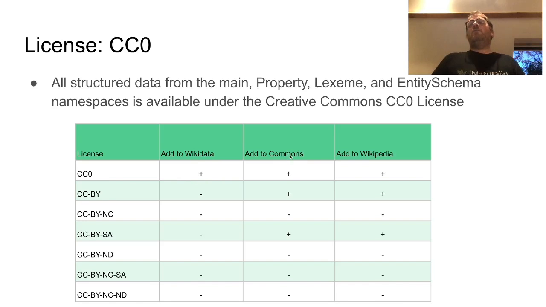You can share it on Commons because Commons also accepts CC0 license, and the same goes for Wikipedia. But if we go to CC BY, which requires that the data is attributed, you cannot share it on Wikidata. You can share it on Commons, you can share it on Wikipedia. CC BY non-commercial requires that the information should be attributed. So it's not possible to share in Wikidata. It's not possible to share on Commons due to the non-commercial clause, and you cannot share it on Wikipedia.